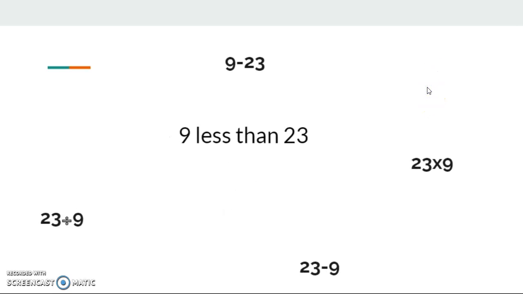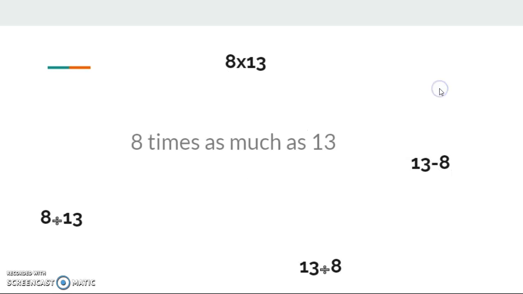Here's another situation. 9 less than 23. Here's one of the harder ones because the numbers don't come out in the same order. 9 less than 23 is: I have 23 and I have 9 less. But we write it as 9 less than 23. Let the kids have a conversation. We want them to really start thinking about what that symbol is telling us and how it affects the numbers.